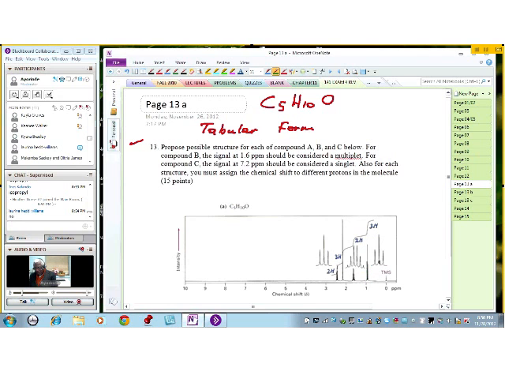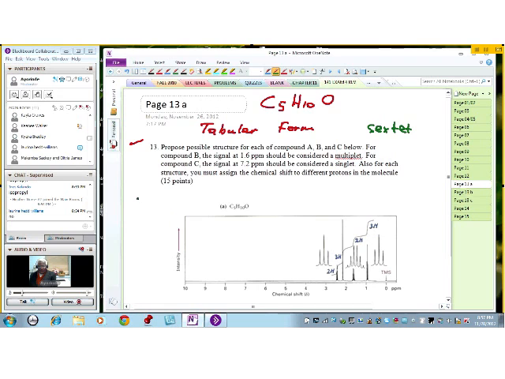Keep in mind that this peak here is a triplet. And this peak here is 1, 2, 3, 4, 5, 6. That is a sextet, because it's 6. This here is a singlet. And this here is a triplet. Okay, so let us go ahead and write the tabular form of this data.